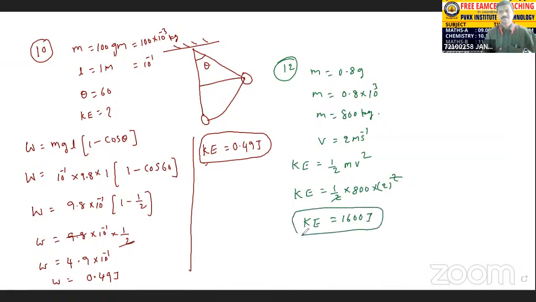Yes, which option is it? Second option. Next, the 14th one.